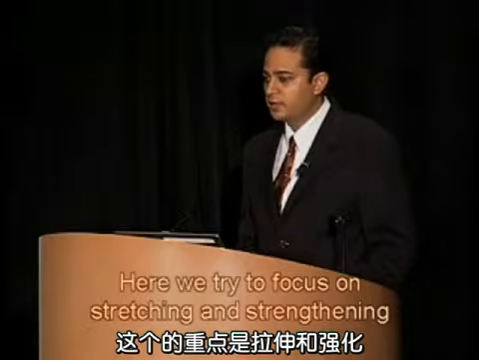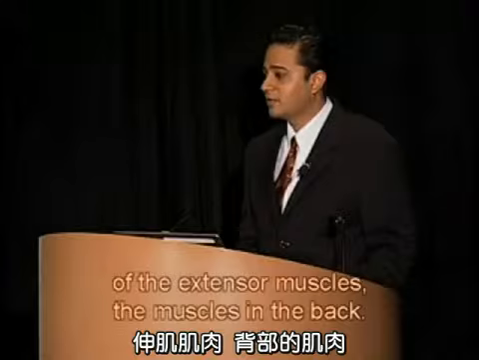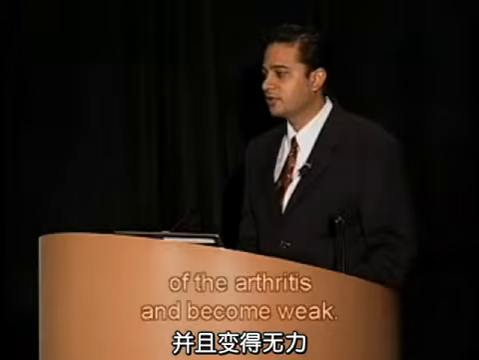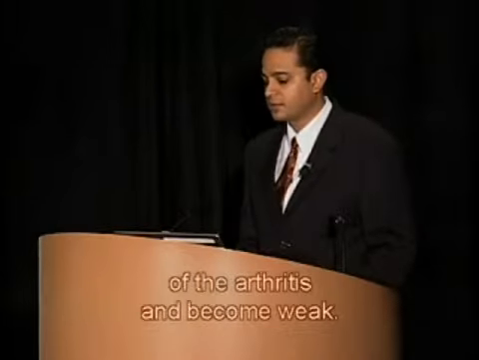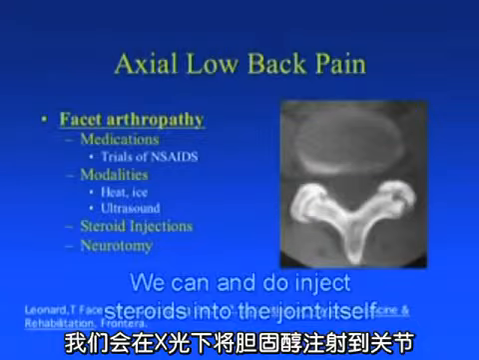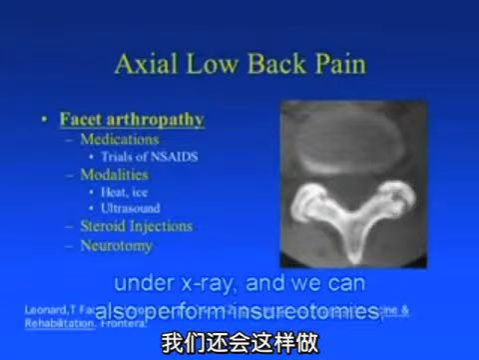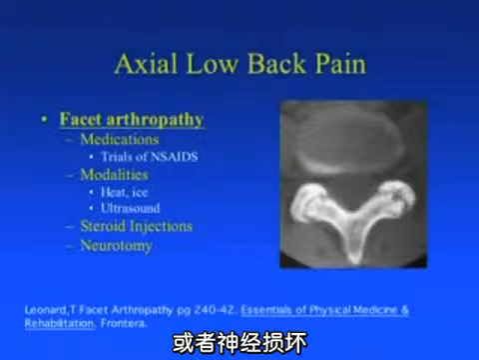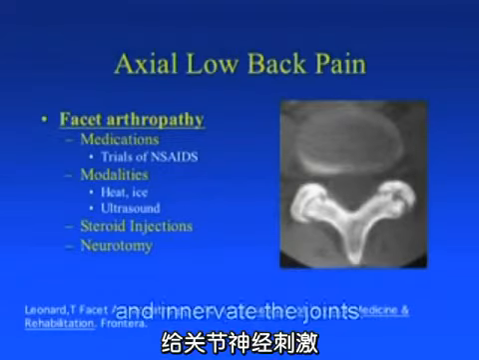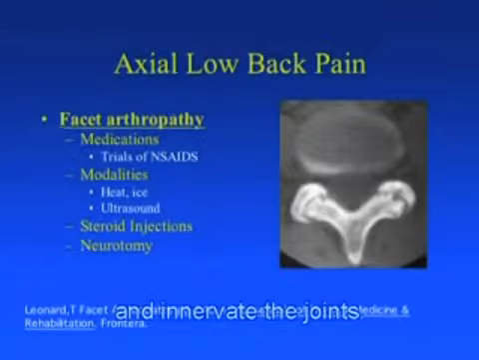Here we try to focus on stretching and strengthening of the extensor muscles, the muscles in the back. Oftentimes these go into strain and spasm as a result of the arthritis and become weak. Of course, there's medications, modalities. We can and do inject steroids into the joint itself under X-ray, and we also can perform neurotomies or lesioning of the nerves which go and innervate the joints.